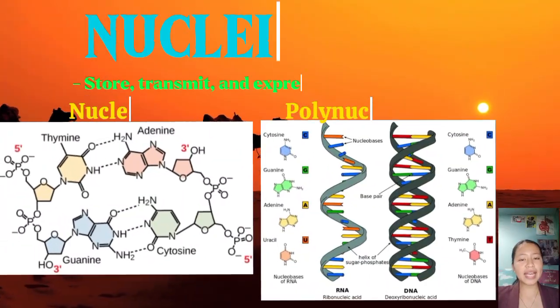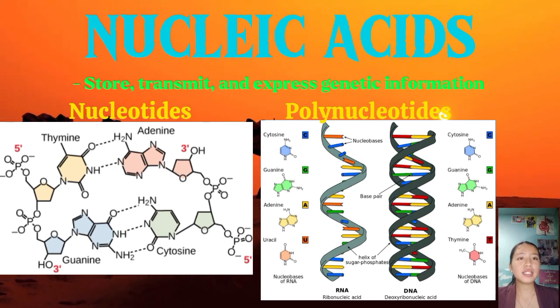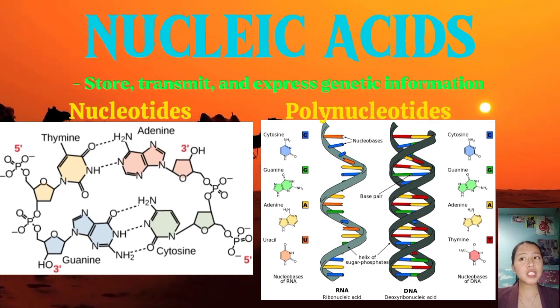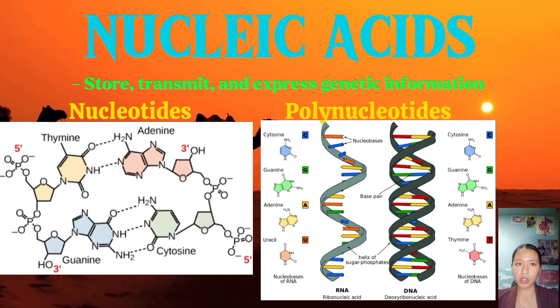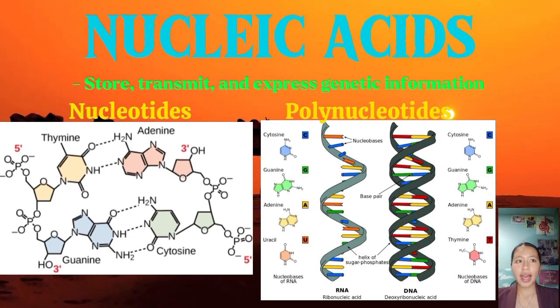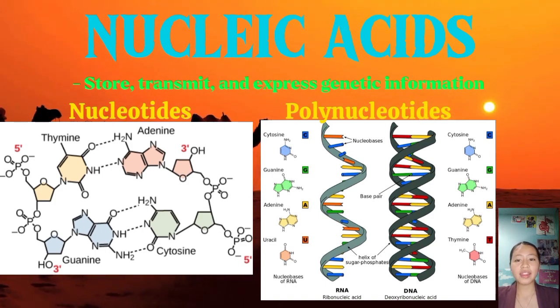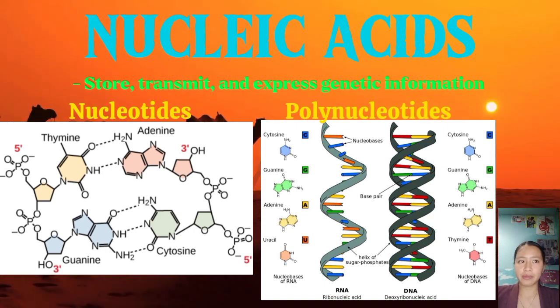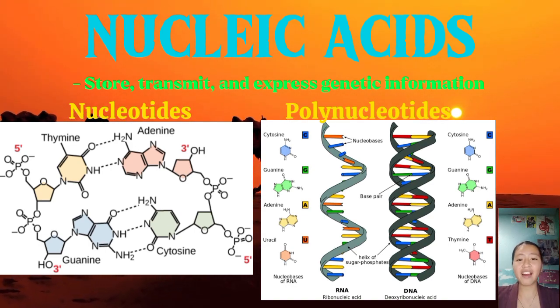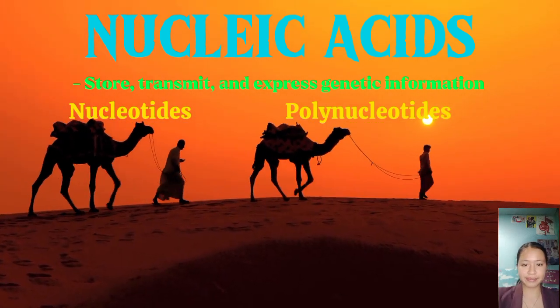Then you have nucleic acids. Nucleic acids store, transmit, and express genetic information. Their monomers are called nucleotides, like adenine, guanine, and thymine. You may be familiar with those terms from studying DNA and RNA. And that's what their polymers are. They're called polynucleotides, and they are strands of DNA and RNA.